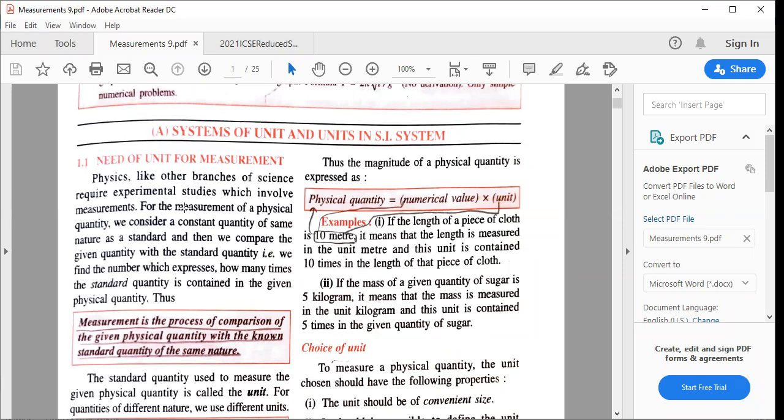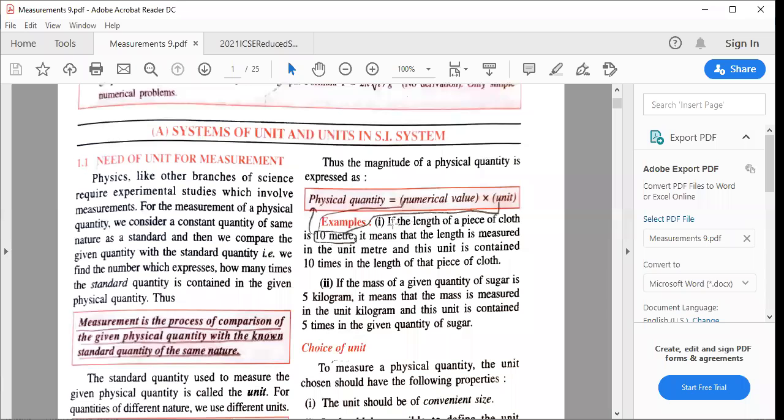So for the measurement of a physical quantity, we consider a constant quantity of the same nature as a standard, and then we compare the given quantity with the standard quantity. We find the number which expresses how many times the standard quantity is contained in the given physical quantity. Okay, so let's see an example.